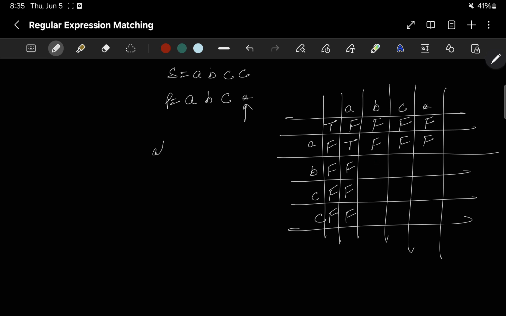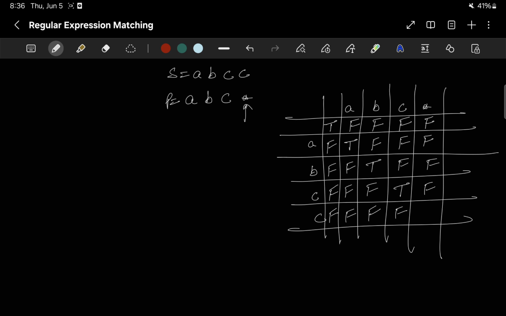Again AB matches AB, this row is that, right? So this will be true. Similarly this row will be true, ABC matches ABC. Okay, you might ask why I am filling false here for the star, because I want to show you how it matches. Then you will understand how it does not match. So this is also false and this is also false. Now what we need to do is, if you see here, we have A, B, C star.